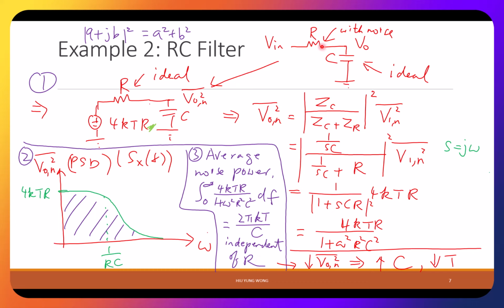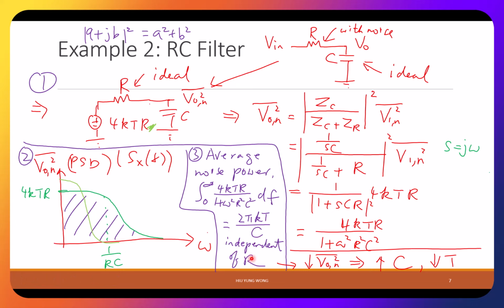Why is that? Because when the R increases, I do have more noise from the source, but at the same time, 1 over RC reduces. This term you will start reducing much earlier. You can even say that maybe it is something like this. And this will have the same area when you do the integration. And that's why it is independent of R.